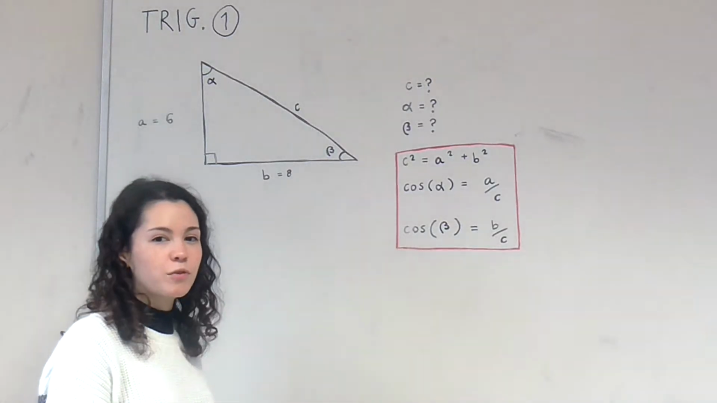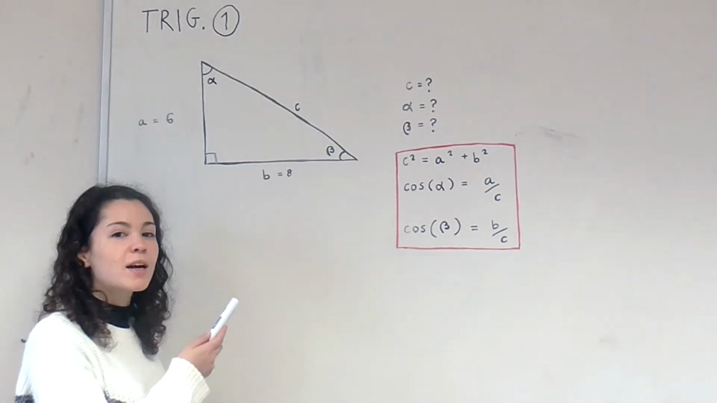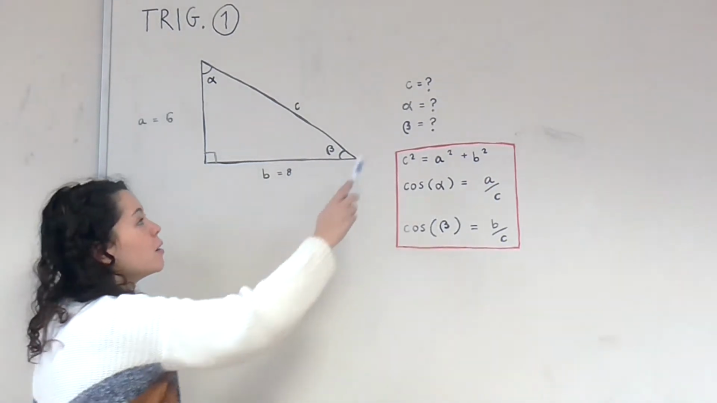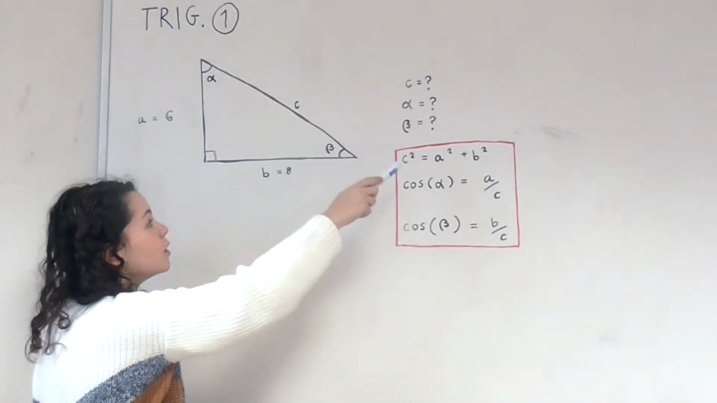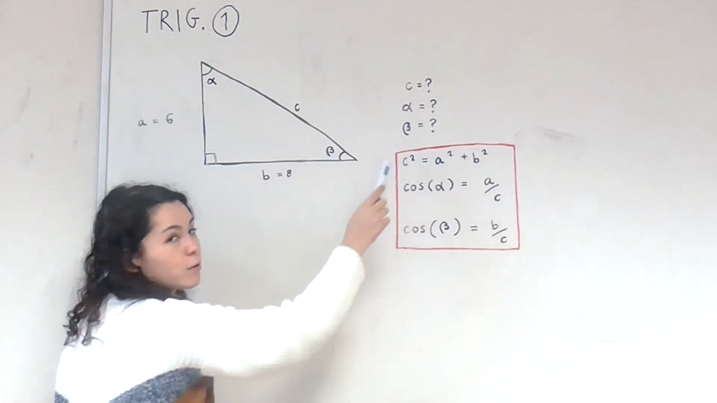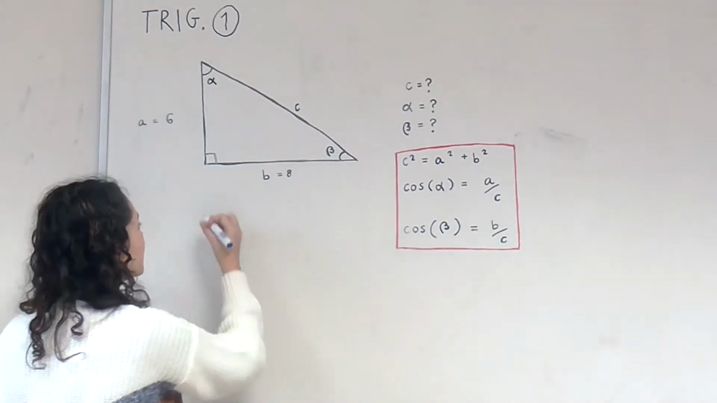Okay, so we're going to start with a fairly simple exercise that has to do with the right angle triangle, and we know the values of this side and this side, but we have to figure out those values over there. So let's start with C, which is the value of the hypotenuse. We can just use the Pythagoras theorem over here.